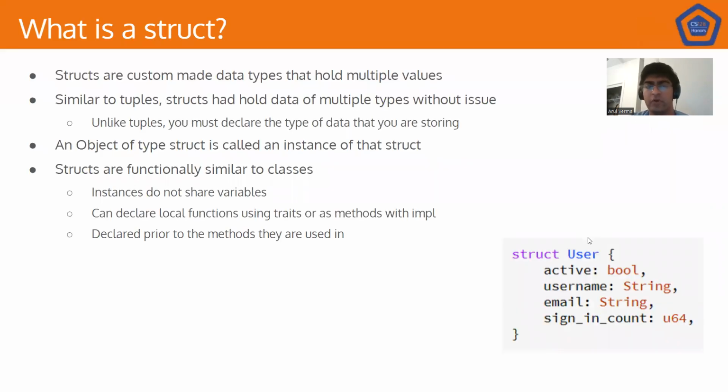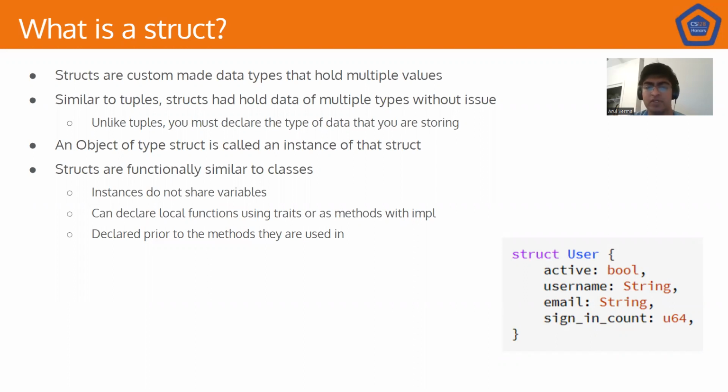So let's do a quick overview. What is a struct? A struct is a custom-made data type that holds multiple values, so it can hold strings and integers at the same time. It's very similar to tuples in that sense, in that you can hold multiple data types without an issue, but unlike a tuple, you have to declare the data type that you're storing. You cannot implicitly declare that data type.